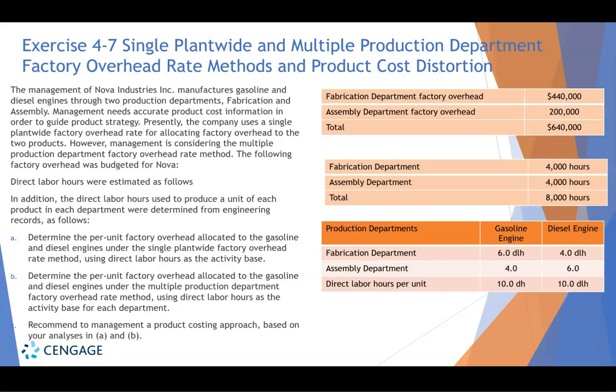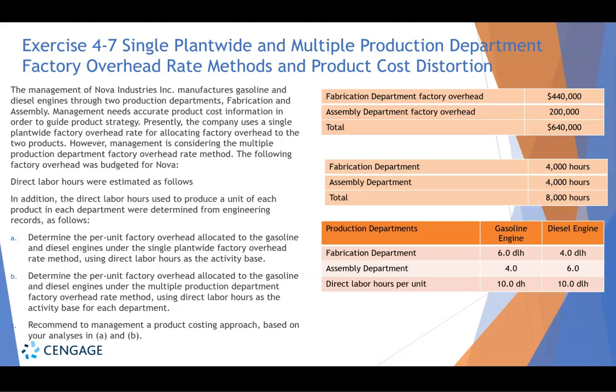Management needs accurate product cost information in order to guide product strategy. Presently, the company uses a single plant-wide factory overhead rate for allocating factory overhead to the 2 products. But management is considering the multiple production department factory overhead rate method. The following factory overhead was budgeted for Nova.